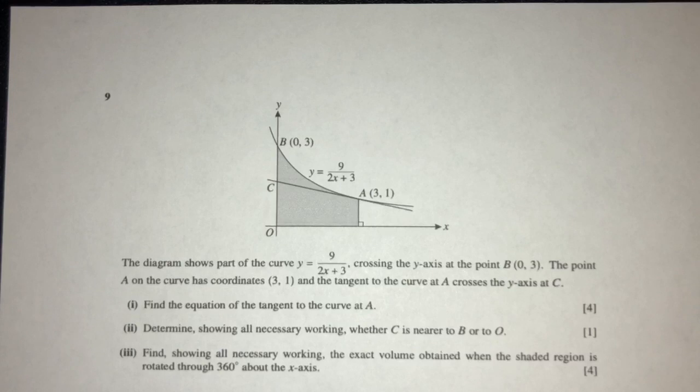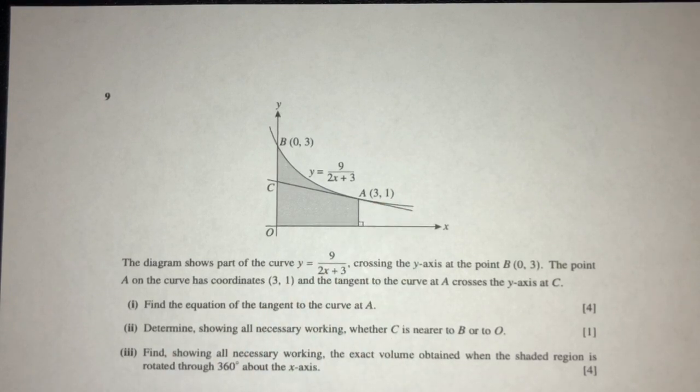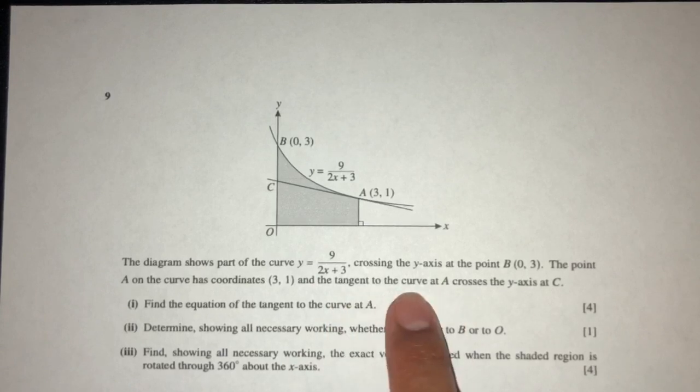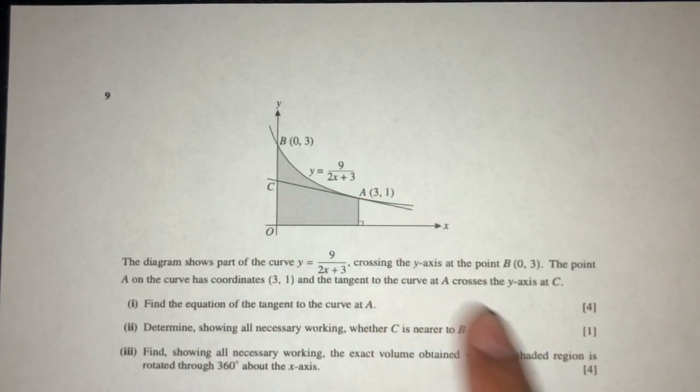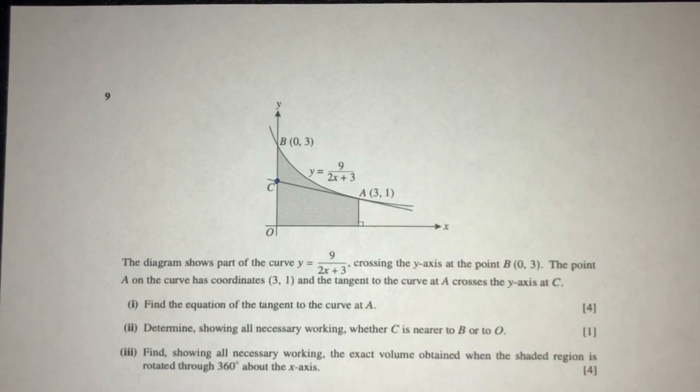The diagram shows part of the curve 9 over 2x plus 3. Okay. Crossing the y-axis at the point B, given to you by 0, 3. And the point A has the points 3, 1, okay, given to you as well. Great to know. So then we have a tangent to the curve at the point A, as you can see here. It crosses the y-axis at the point C. So here we have a point of intersection of the tangent and the y-axis.